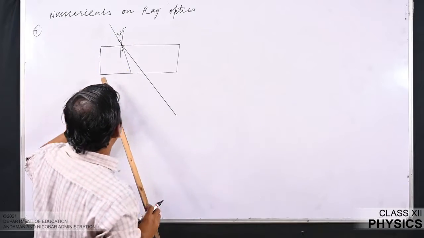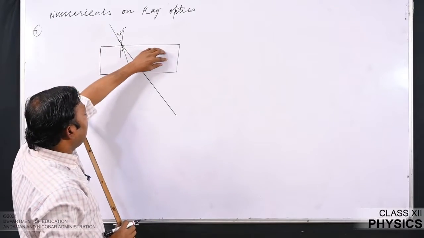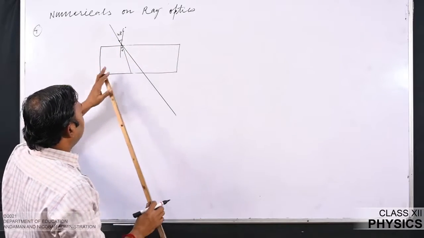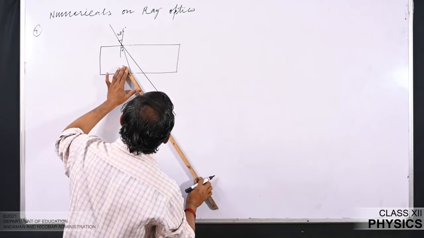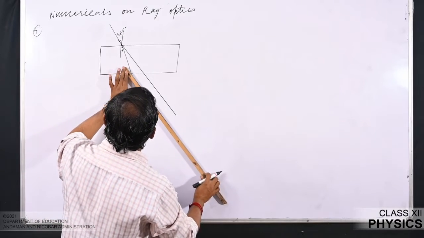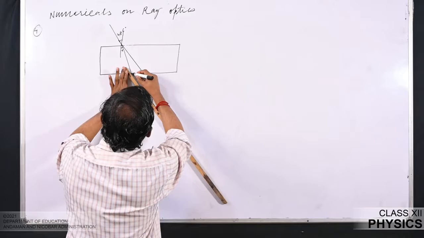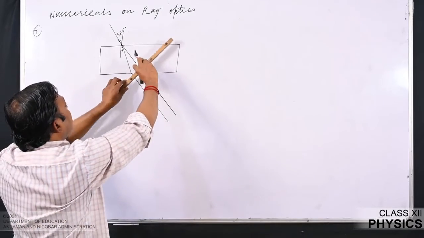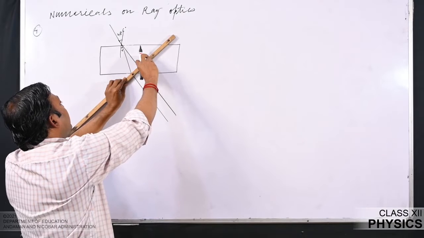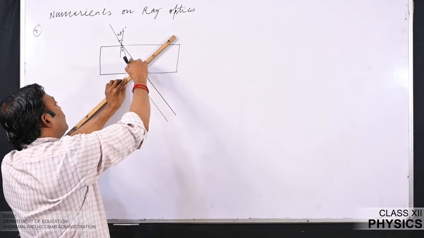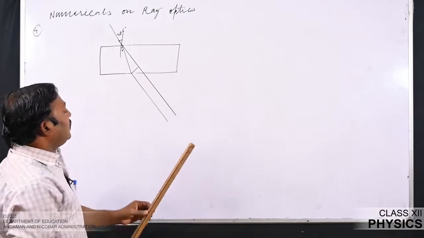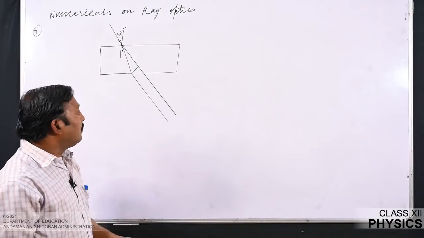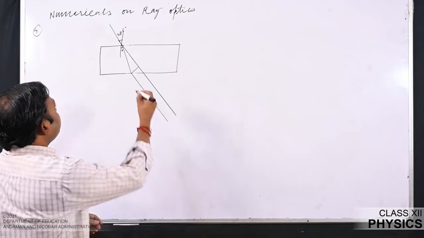Because of the presence of glass, the beam bends towards the normal. It deviates from its actual path. Therefore, after emerging from the glass slab, both the rays will move parallel. So there is a perpendicular distance between these two. This perpendicular distance is said to be the lateral shift. Now we need to find out this lateral shift.